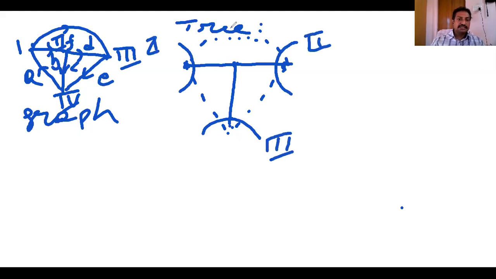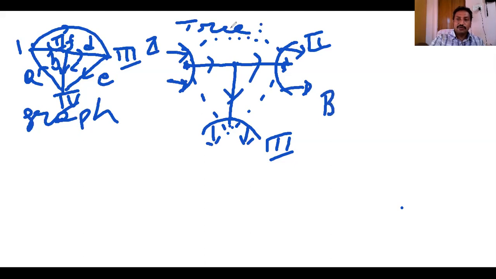But we should follow the twig directions. So this is the twig direction, this is the twig direction, this is the twig direction. So here in this direction, here in this direction, here in this direction. Now we want to write the Q matrix. So first cut, second, and third.